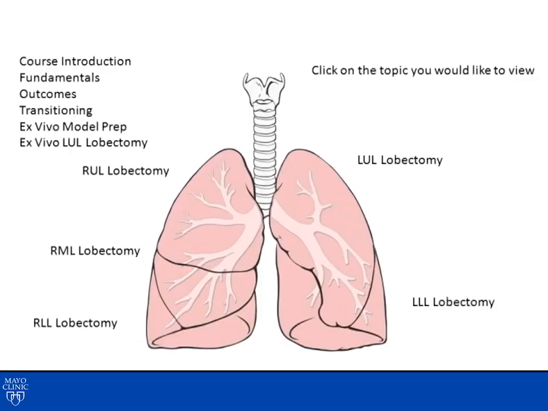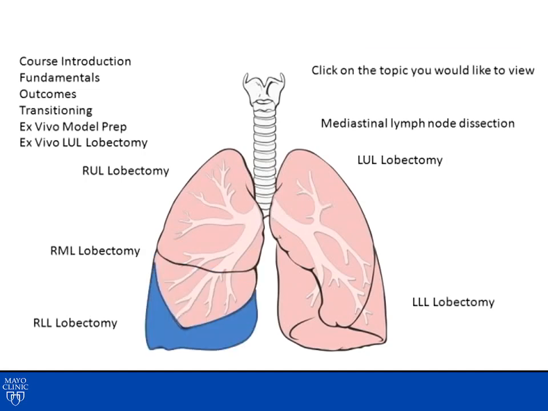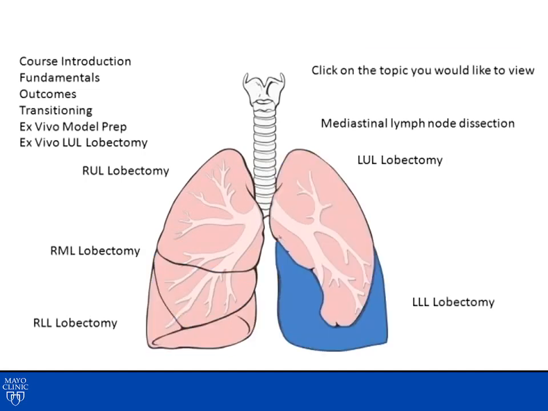In this course, you will be able to view samples of VATS right upper lobectomy, right middle lobectomy, right lower lobectomy, left upper lobectomy, and left lower lobectomy. We will also provide you with instructions and videos for mediastinal lymph node staging, endobronchial ultrasound, as well as transitioning techniques, complications, treating patients with evaluation of the current literature, and a lecture on outcomes.